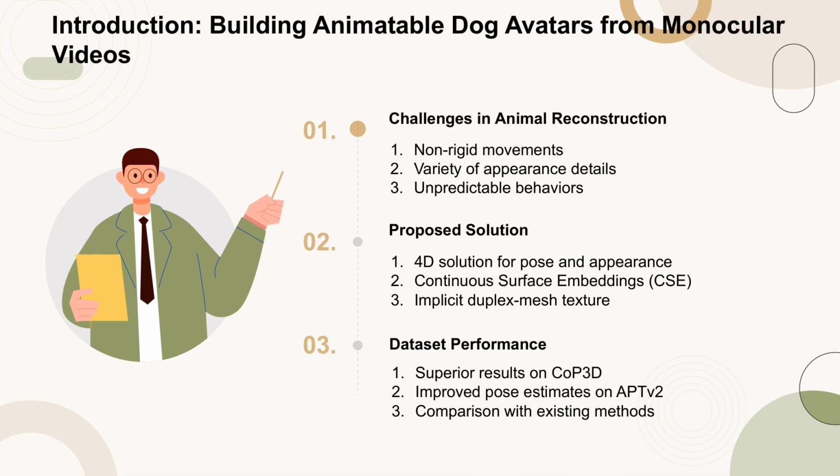The reconstruction of animatable dog avatars from monocular videos presents several challenges due to the unpredictable non-rigid movements and diverse appearance details of animals. To address these issues, the authors propose a 4D solution that jointly solves for the animal's pose variation and its appearance in a canonical pose. This approach significantly improves template-based shape fitting by incorporating continuous surface embeddings, CSE, and an implicit duplex mesh texture model. The method demonstrates superior results on the COP3D and APTv2 datasets, outperforming existing template-free and template-based approaches.